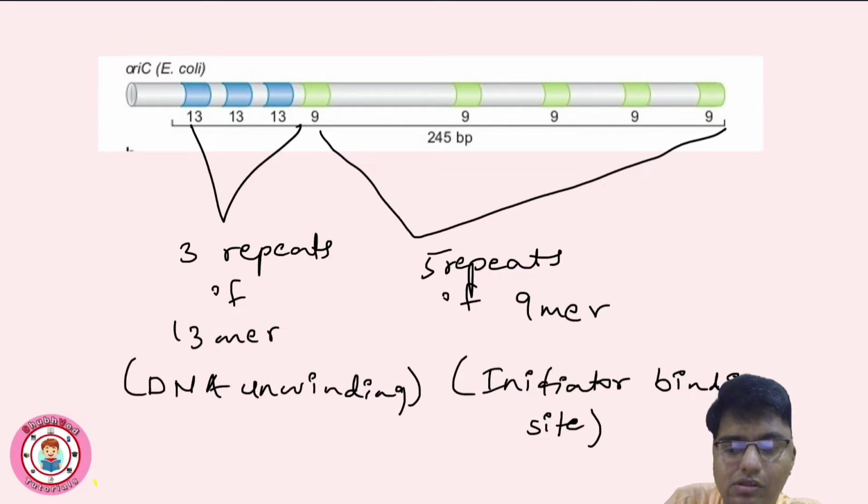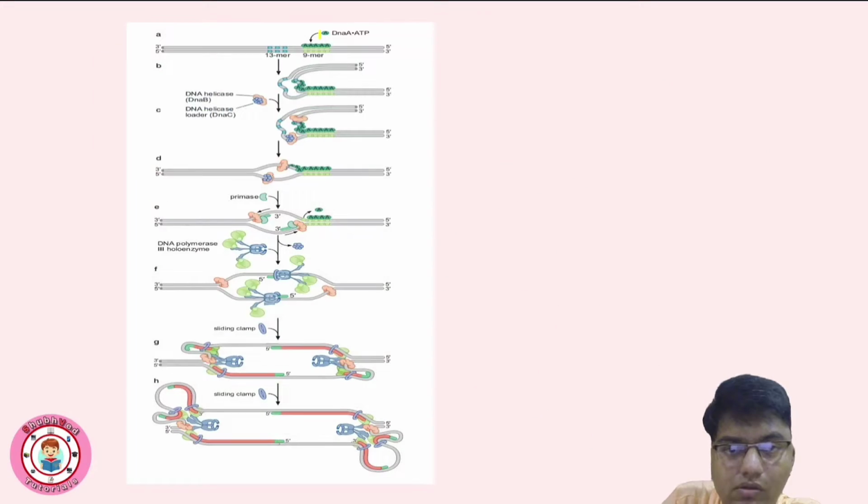So let's see the whole process in detail now. This is the initiator DNA A in E. coli. First the DNA A protein along with ATP comes and binds here to the 9 mer, 5 repeats. Then a coiling-like structure forms here, and this causes DNA unwinding in this region. The 13 mer and 9 mer are separated, we can see a gap. So this is unwinding, the formation of a coil.